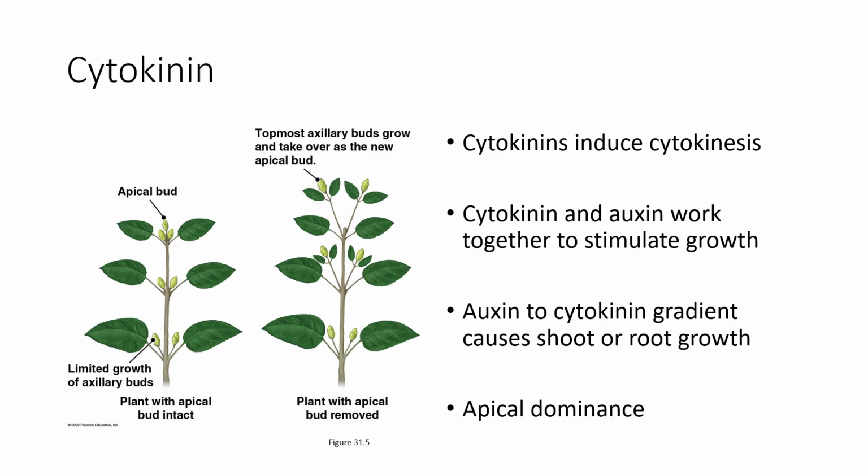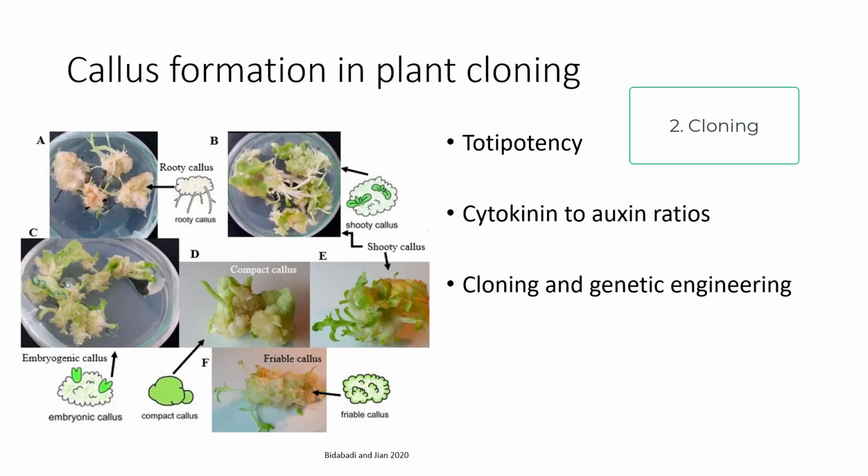So this is called apical dominance, when the apical meristem causes the inhibition of more branches. If you want a plant to become branchier, you simply snip off the apical meristem, thus removing auxin and allowing cytokinin to do its thing. Cytokinin is also used to increase cell growth in callus formation.